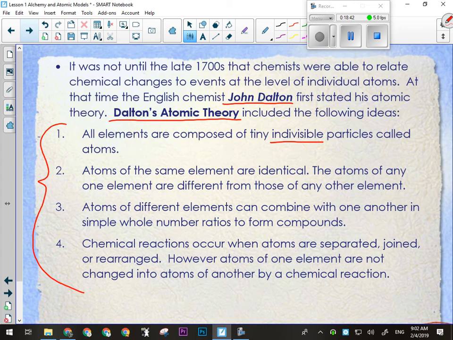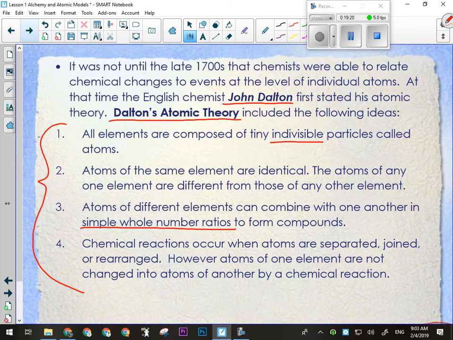Third point, and the third point is pretty important, because it talks about what happens in a chemical reaction. Atoms of different elements can combine with one another in simple whole number ratios to form compounds. All right, so he said, not everything is made of a single atom. Some things are made of more than one atom and more than one kind of atom, and those things are called compounds. The other thing he said here that's really important is about simple whole number ratios. Basically, he said atoms don't split when they form compounds.